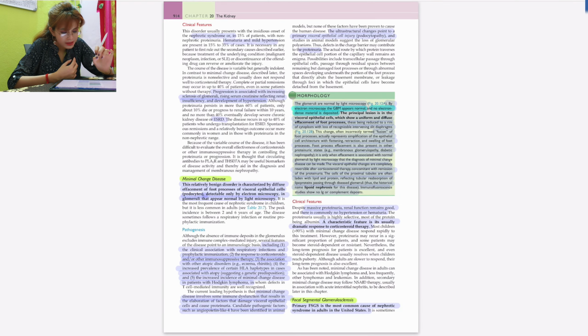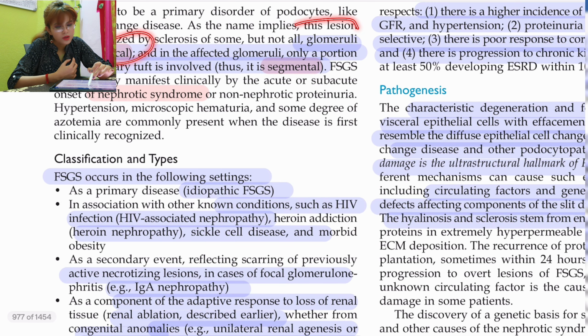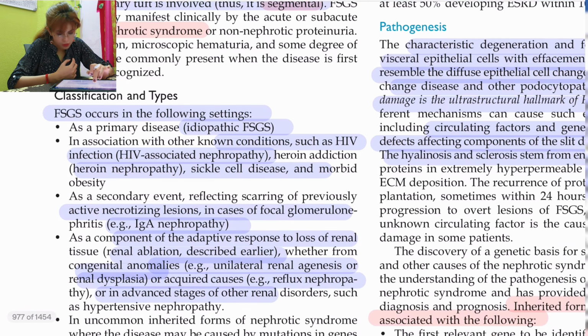Now coming to focal segmental glomerulosclerosis. Why is it focal? Because all the glomeruli are not affected. And why is it segmental? Because only a part or a portion of the affected glomeruli is involved.